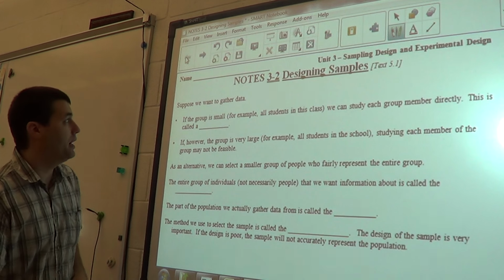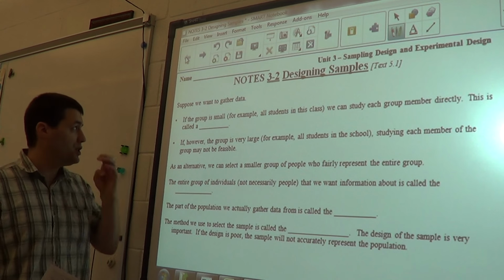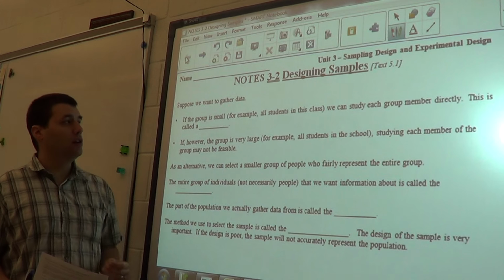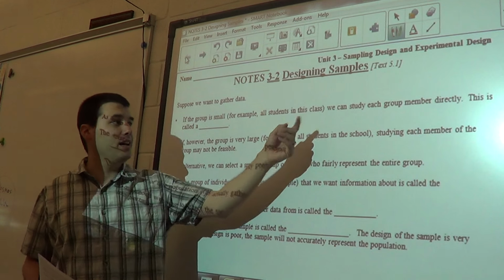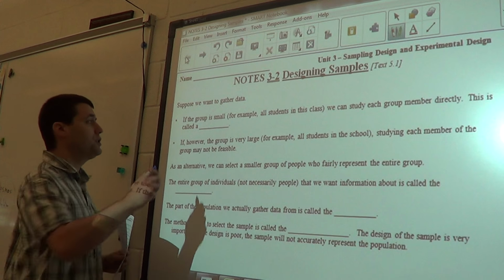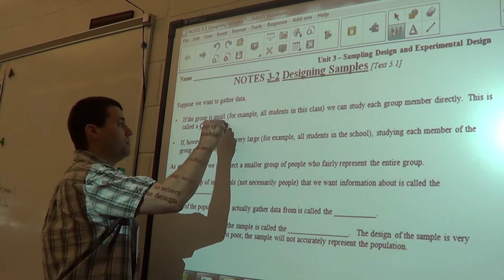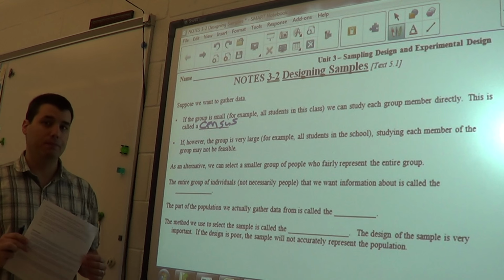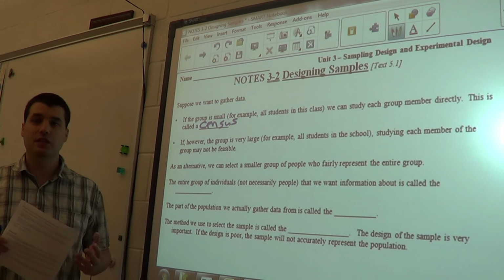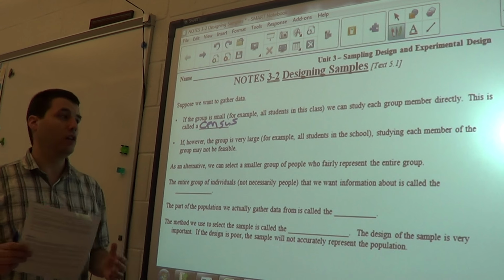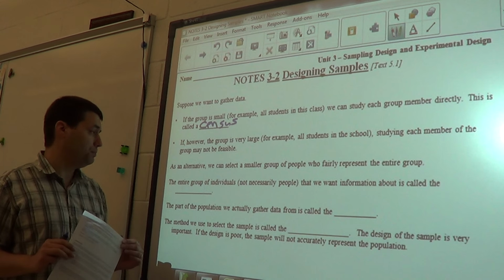This is a very, very common way to get information. So suppose we want to gather data. If the group is small, for example, all the students in this class, we can study each group member directly. And when you do that, that is called a census. C-E-N-S-U-S. Sure, you've probably heard of it. Realize that a census is the attempt to gather all of the data. It is not necessarily getting all of the data, which can arise some problems.